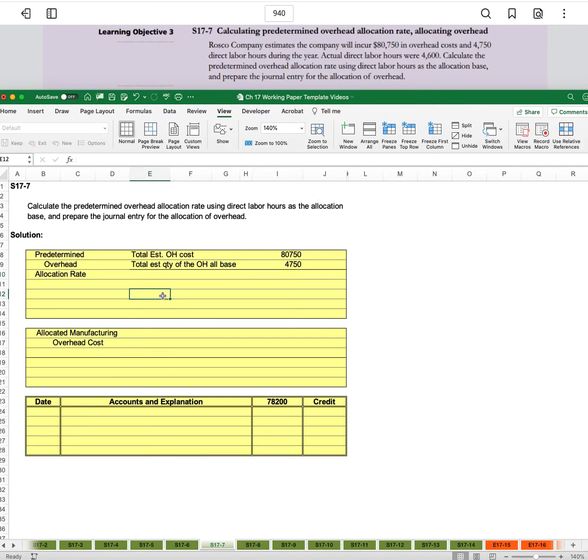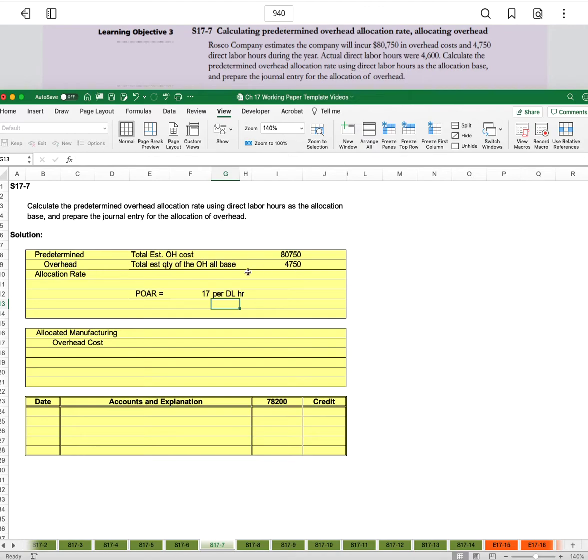Down here, we'll say that our predetermined overhead allocation rate is equal to 80,750 divided by 4,750, which is our estimated overhead costs divided by our total estimated quantity of the base. In this case, that's direct labor hours. And so we get $17 per direct labor hour.